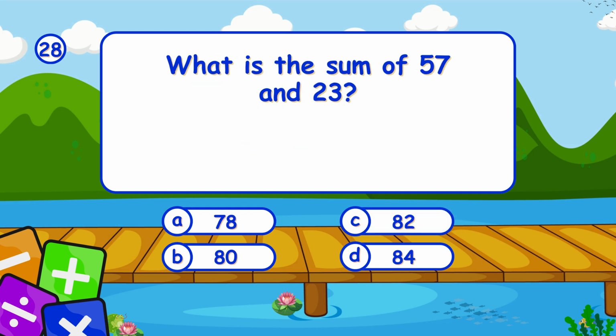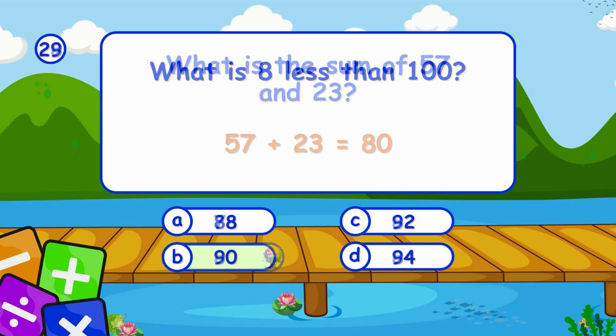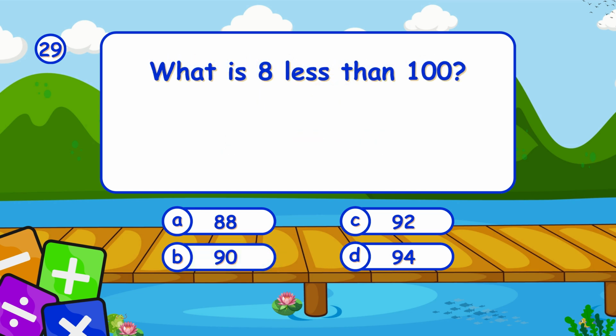What is the sum of 57 and 23? It's B, 80. Adding 57 and 23 gives 80. What is 8 less than 100? It's C, 92. Subtracting 8 from 100 leaves 92.